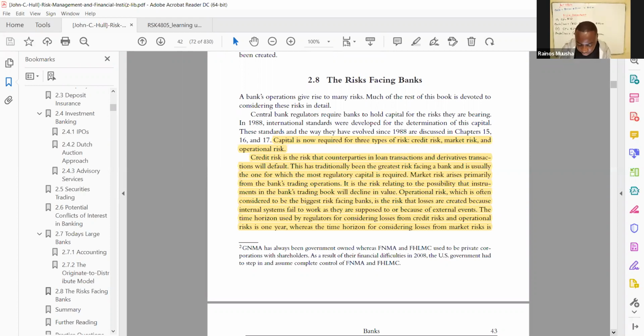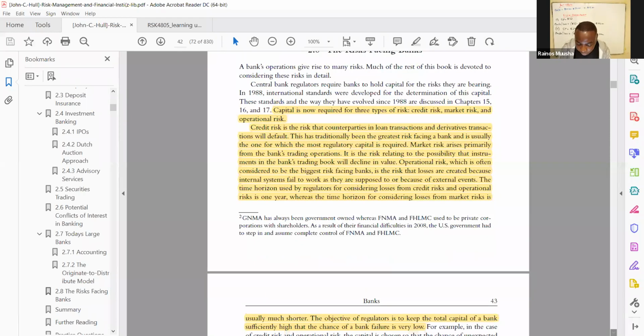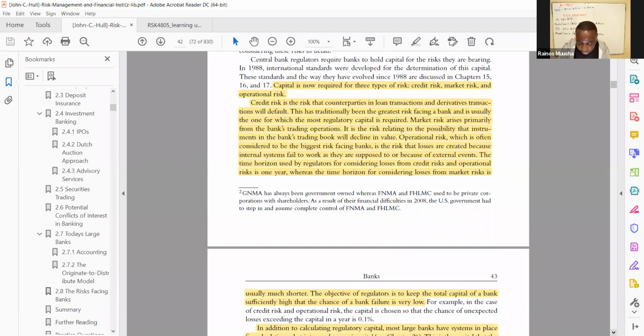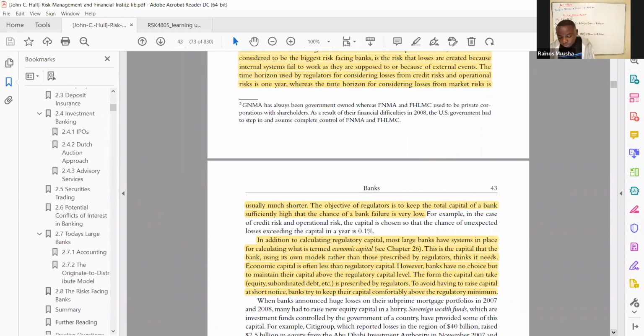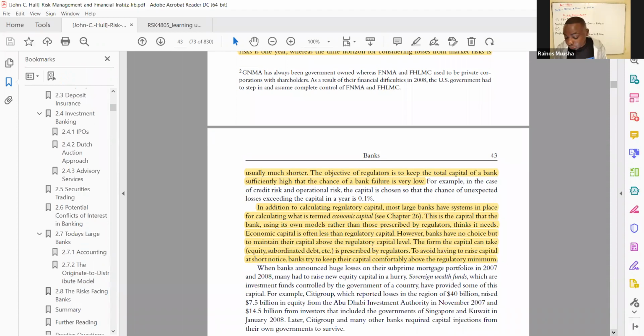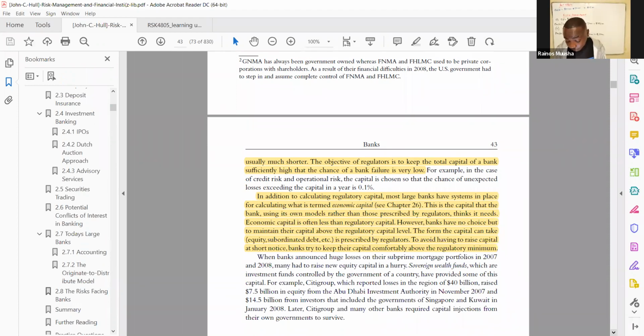The time horizon used by regulators for considering losses from credit risk and operational risks is 1 year, whereas the time horizon for considering losses for market risk is usually much shorter. The objective of regulators is to keep the total capital of a bank sufficiently high that the chance of a bank failure is very low. So please make sure that you take note of this as potential theory questions as well.